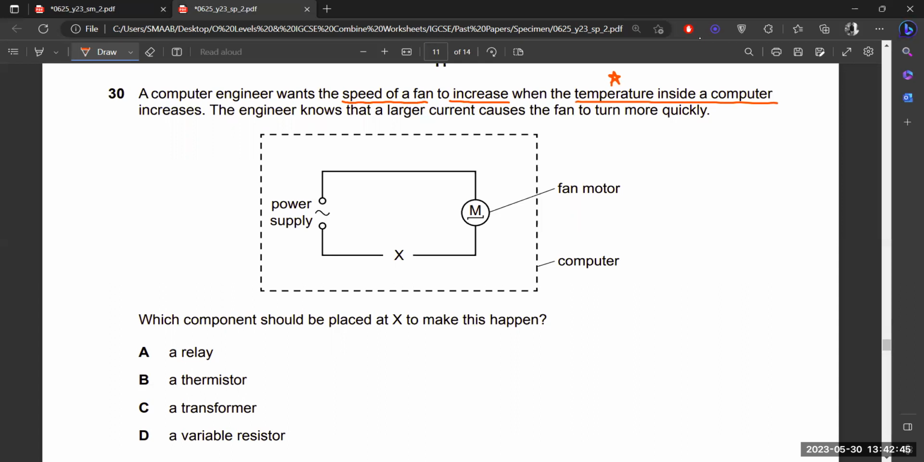So we need to find a device that works on temperature and that will increase the speed of the fan. That means it will increase the value of electric current with the temperature. So basically a thermistor is the best choice, which detects the temperature and increases the value of electric current. By increasing the electric current, the speed of the fan will automatically increase. That is option B.